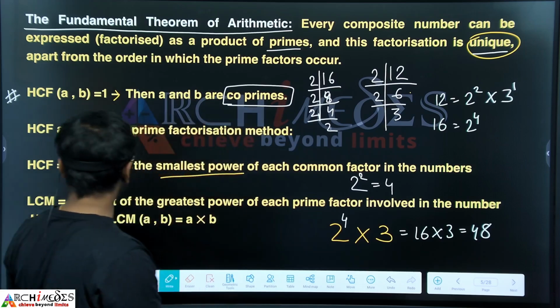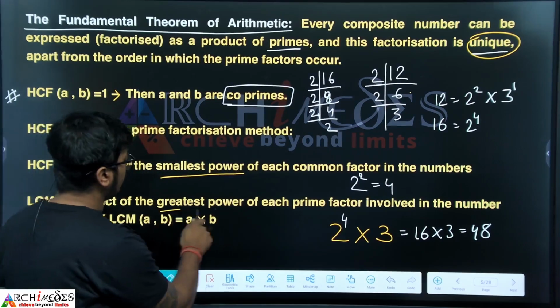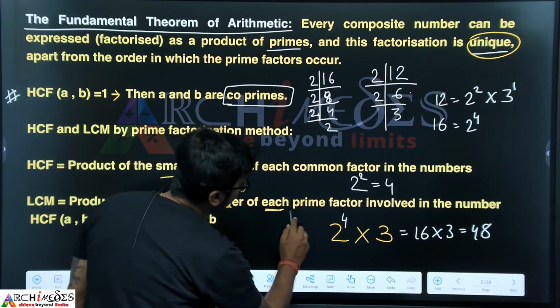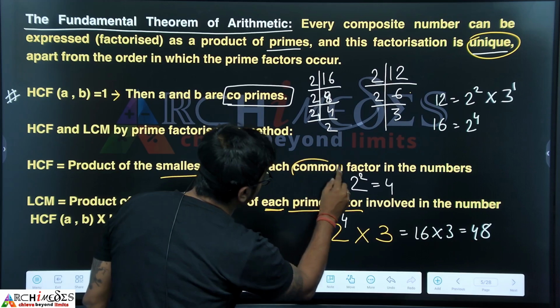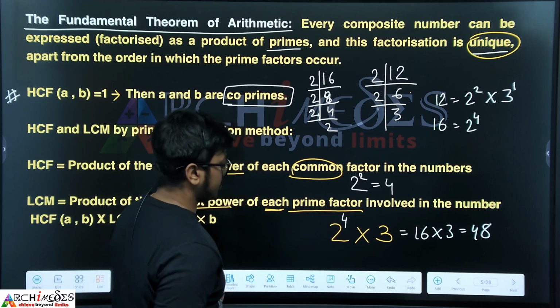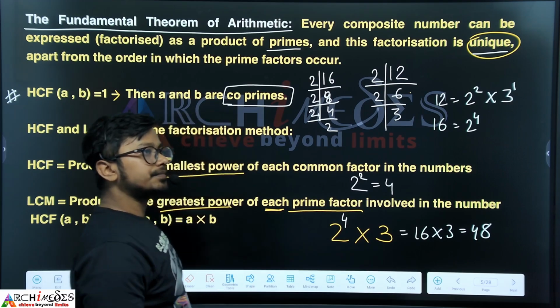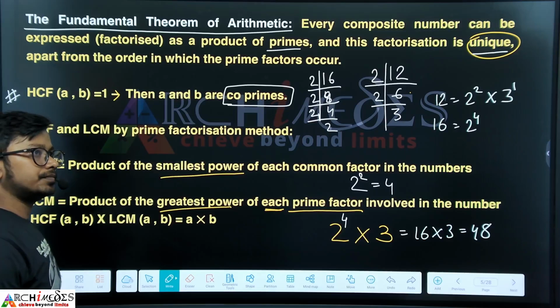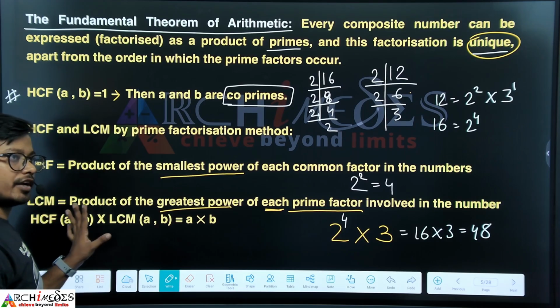That's what I mentioned: product of the greatest power of each prime. Remember that it is not the common, it is each prime. Am I clear? Any doubt? Okay. You know how to find this. Yes.